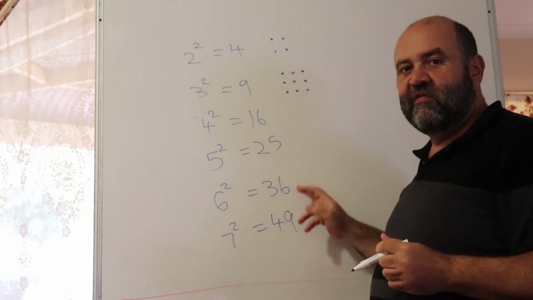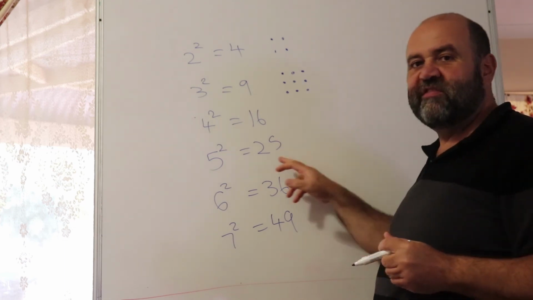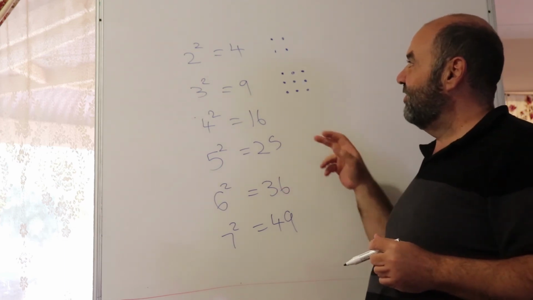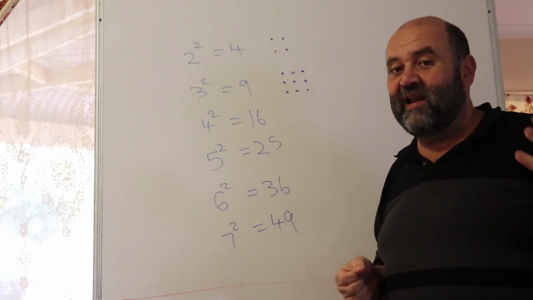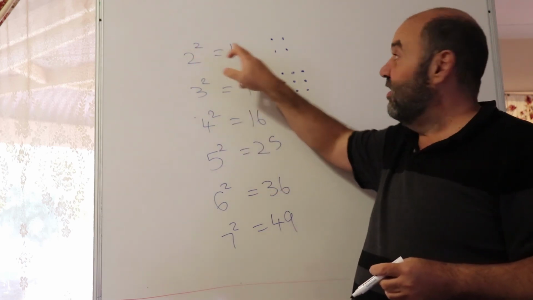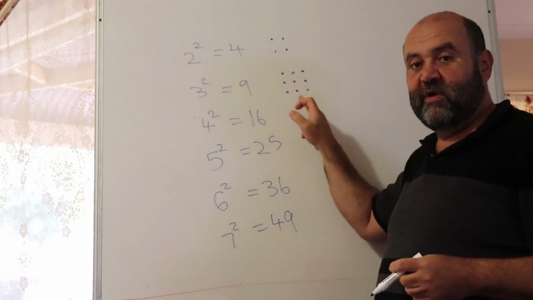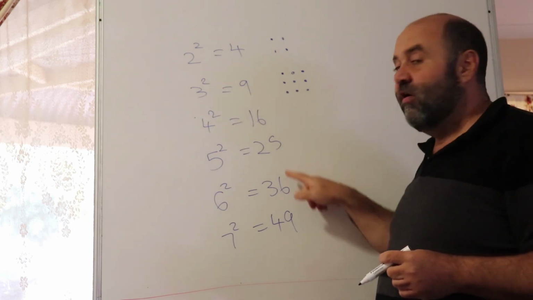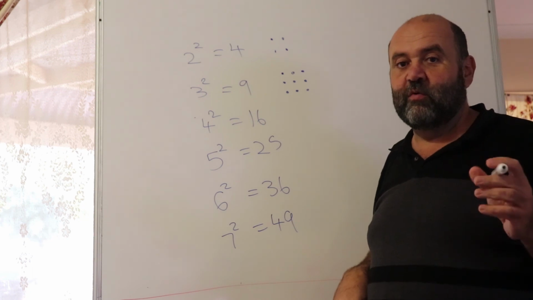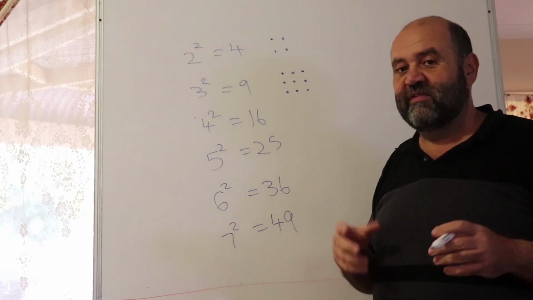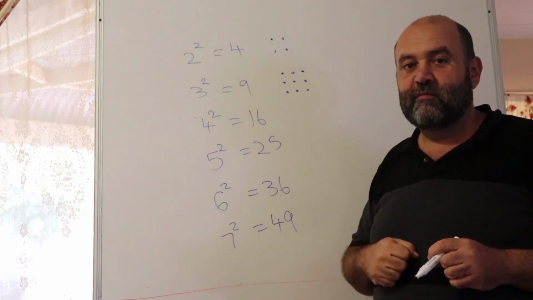Same with 16 and 25: 16 dots, 4 dots by 4 dots, and 25, 5 dots by 5 dots. It's another reason why they're called square numbers. Squared there, square here. The square numbers are vitally important for our work with Surds. We're going to see how all this comes together in later videos, but that's it for now.